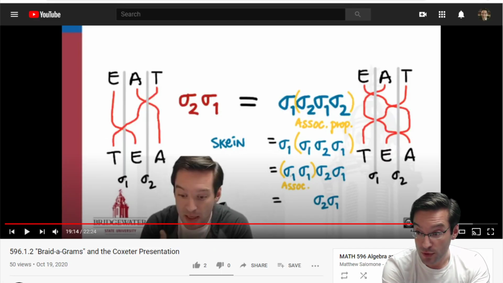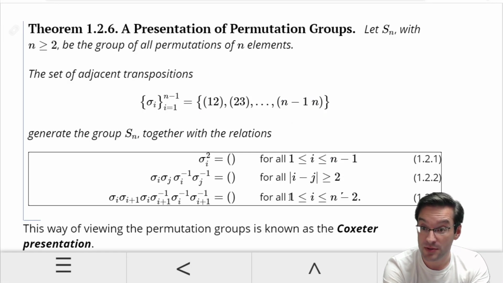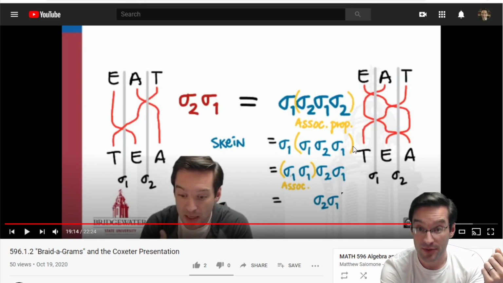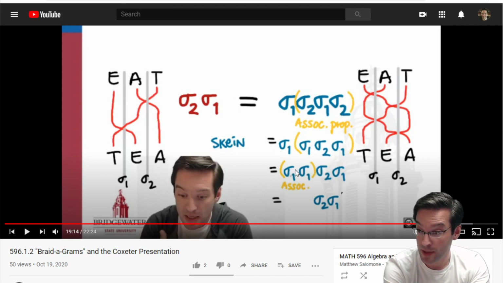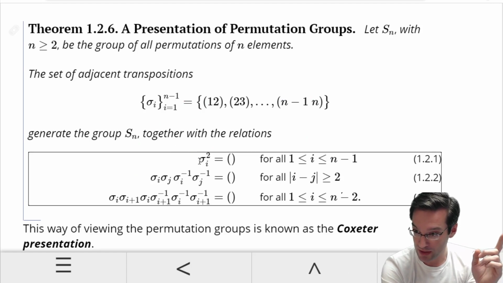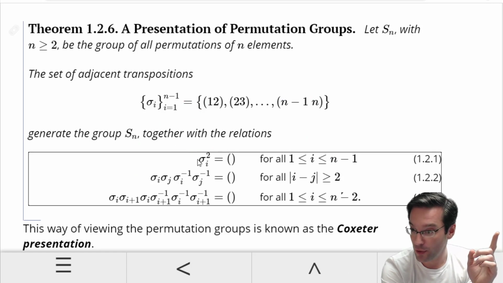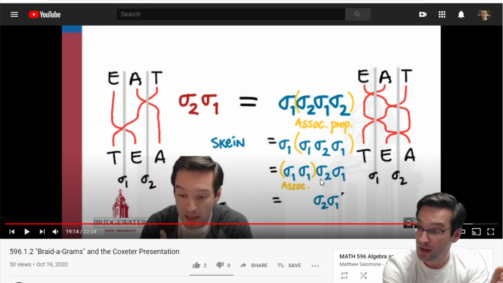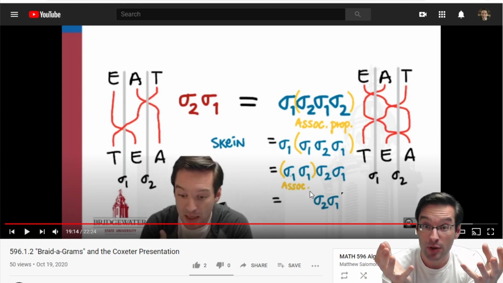We did that by first using the associative property to group 3 of these letters together, and then using a skein relation. That's the third one of these relations right here. You use that to turn 2, 1, 2 into 1, 2, 1 instead. And then after another associative regrouping, we got a 1 and a 1 together. And then when a 1 and a 1 were together, we could use the first of the relations, the order relation, to just replace sigma 1 with identity. And so there, algebraically, is how we proved that the 2 Braid-a-Grams were in fact the same permutation.